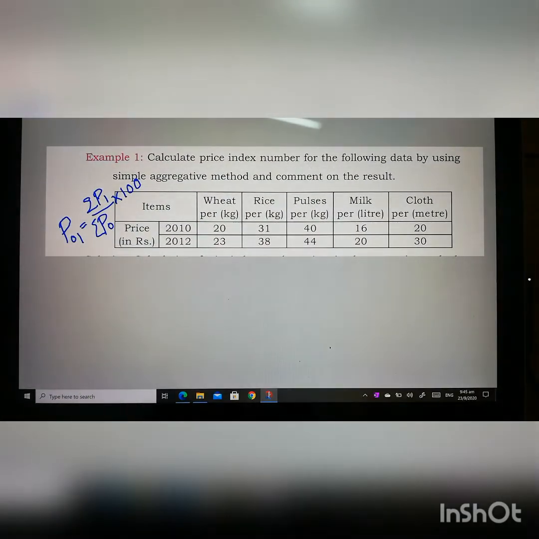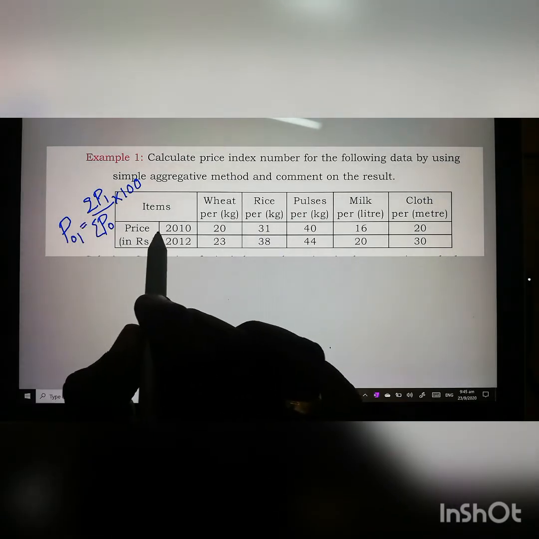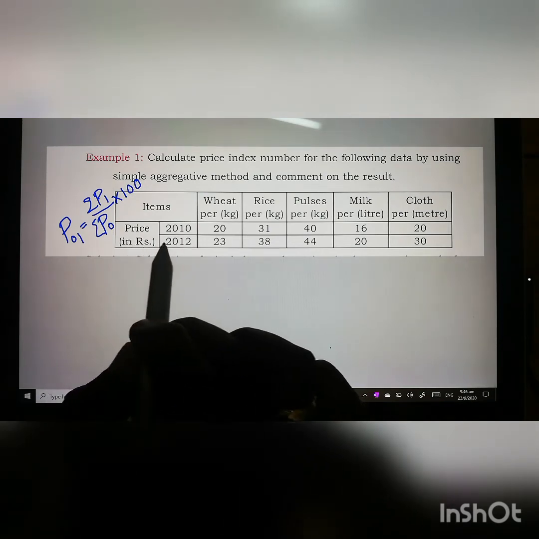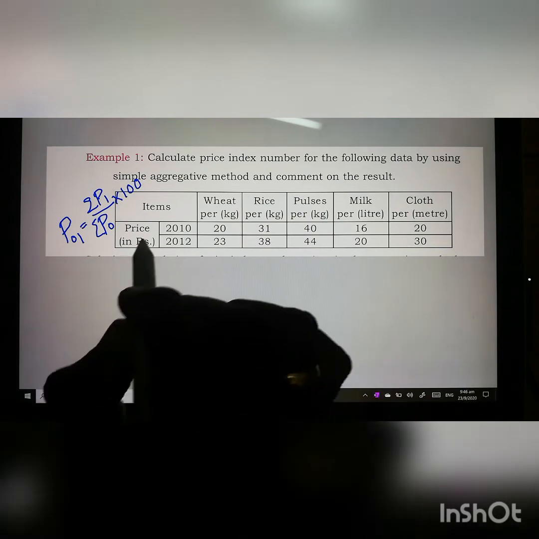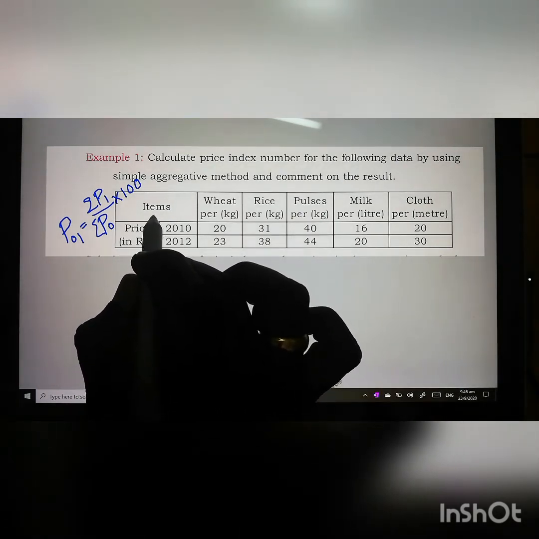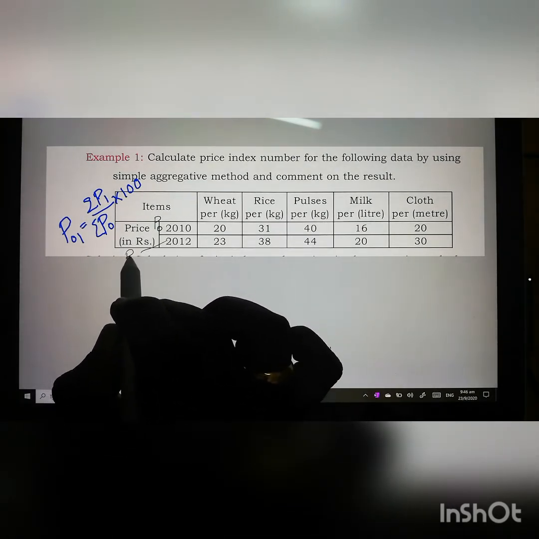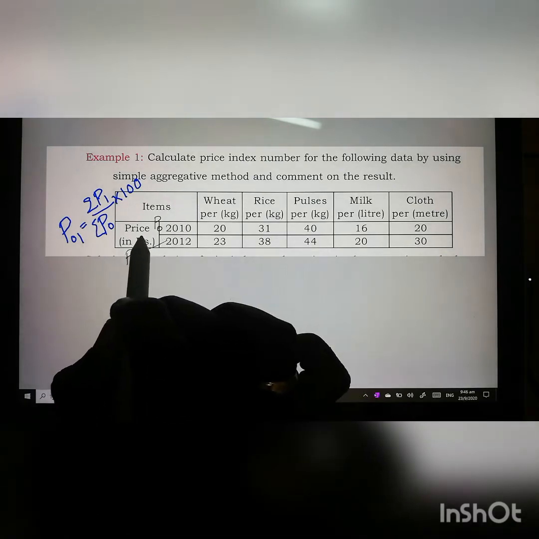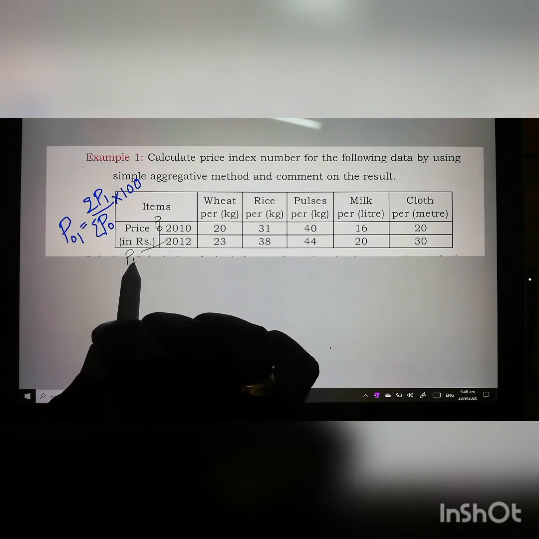So what do we have here, students? The formula is this. They have given two columns, price of 2010 and price of 2012. Now, the price of 2010 is taken as P0, and the price of 2012 is taken as P1. Are you understanding? So price of 2010 is taken as P0 and price of 2012 is taken as P1.